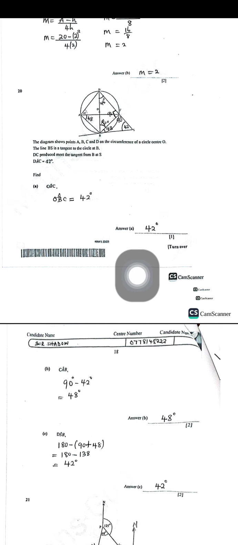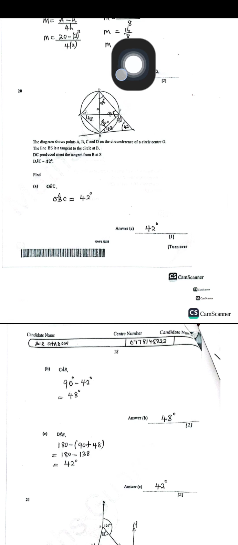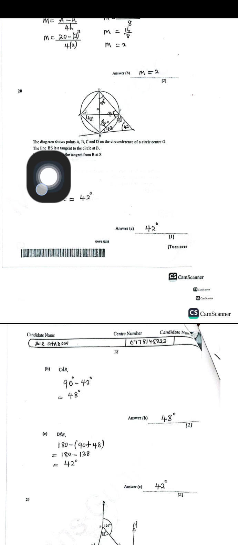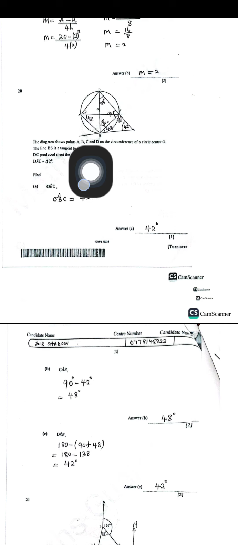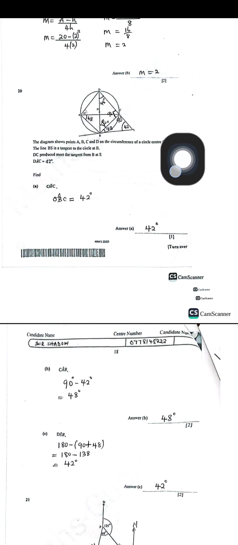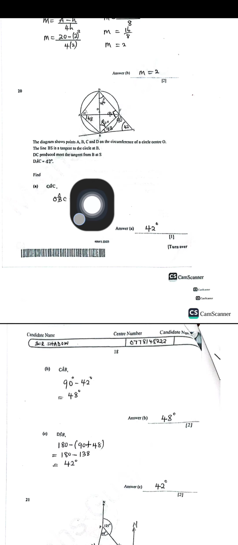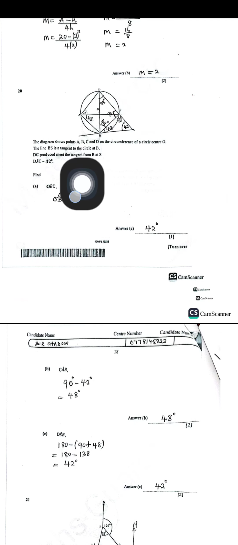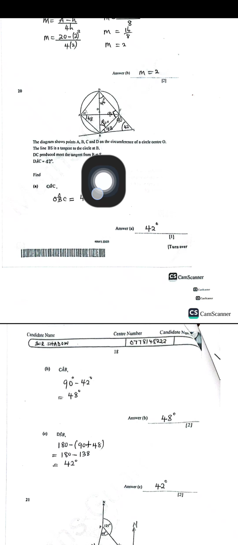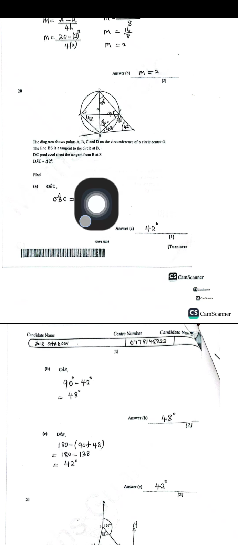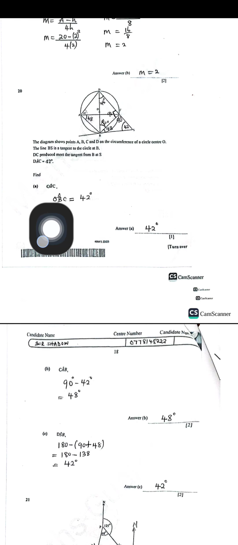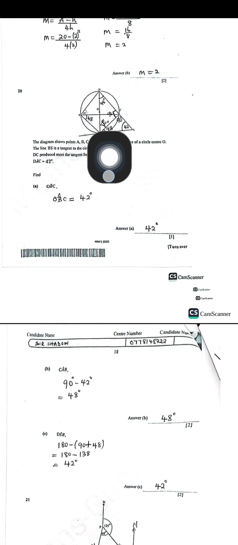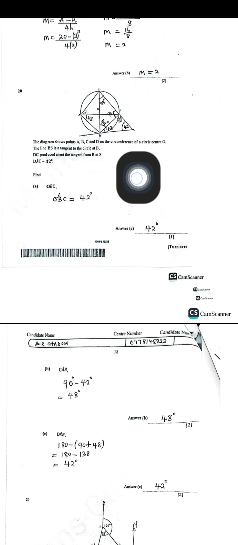In this case, we are given this diagram. The diagram shows the points A, B, C, and D on the circumference of a circle center O. We are given the center, and this one is the circumference. The line BC is a tangent to the circle at B. DC produced meets the tangent at B at S. Then angle DAC is 42 degrees. Whenever we are dealing with angles, like I told you before, first of all, you complete this diagram. After you complete the diagram, you will be able to find these angles.